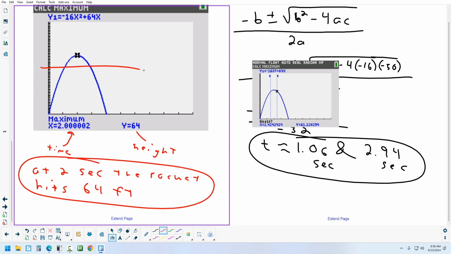All right, so any question on how we use quadratic formula for the first part, and then how I use the calculator to do the second part?